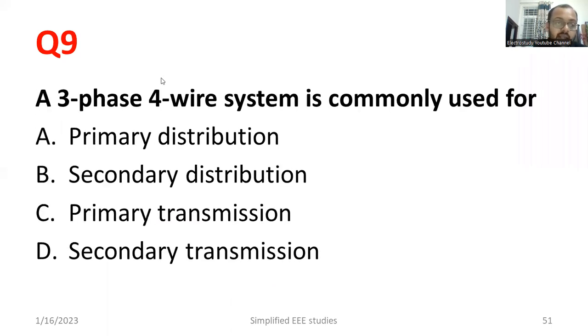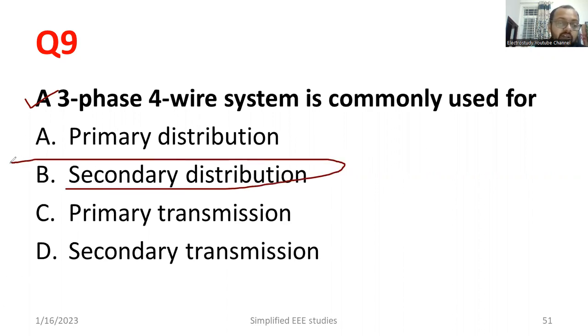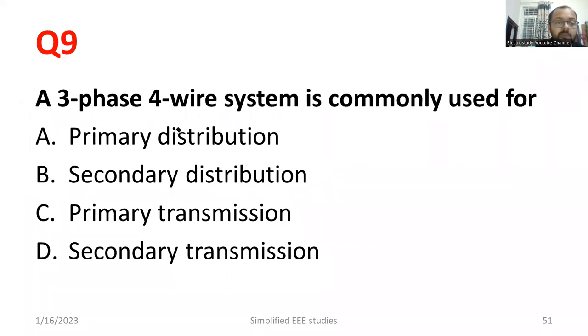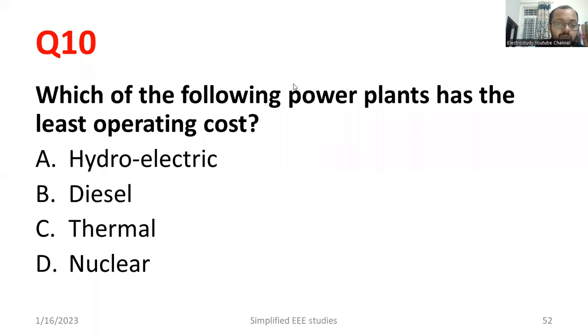Question number 9, I would like to discuss. Please read out question number 9. A three-phase four-wire system is commonly used for. See, there are two types of distribution, primary distribution and secondary distribution. In primary distribution, we see a three-phase three-wire system. In secondary distribution, it will be a three-phase four-wire system. So therefore, I need to choose option B. It is a very important question. Especially at the sub-engineer level, you can expect these kinds of questions.